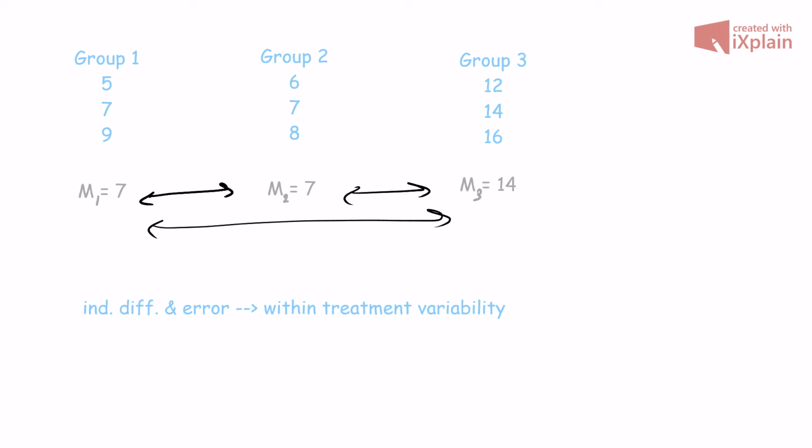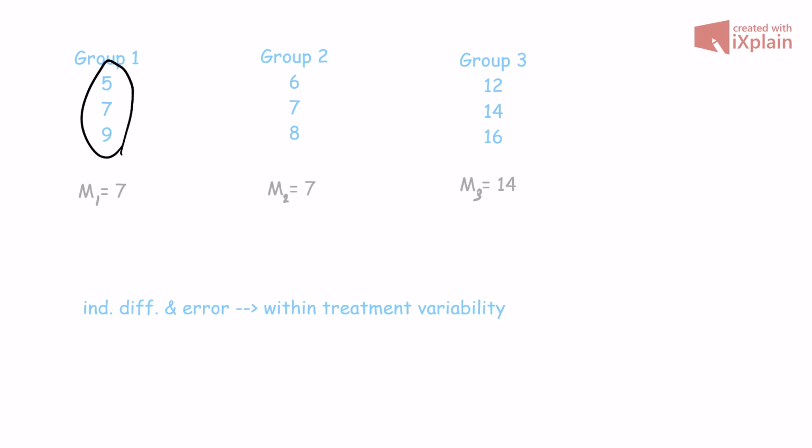So not all of the scores are the same. There is some variability in these scores. Well, what's contributing to the variability of these means? Well, the obvious thing is that the people in group 1 were given treatment 1, the people in group 2 were given treatment 2, and the people in group 3 were given treatment 3. So part of the variability across these conditions is due to the treatment.